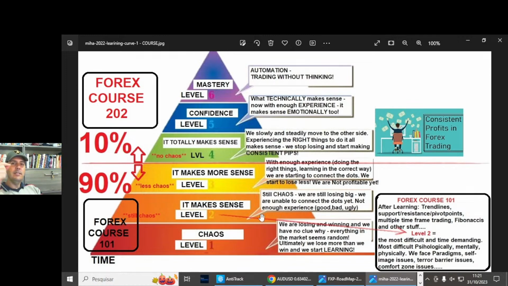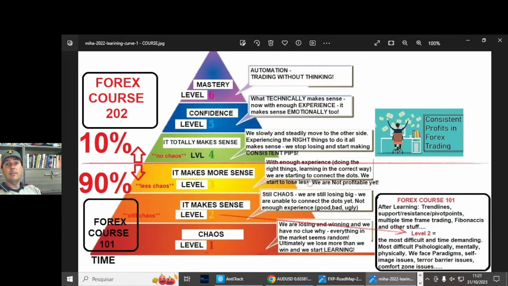And if you continue, then you go to level number 3, so it's less chaos and it makes more sense. So you're gaining the experience. So you're implementing theory into the live charts, and now you're trading, winning and losing, but with time, with enough experience, doing the right things, learning in the correct way, because you can learn in the wrong way too.